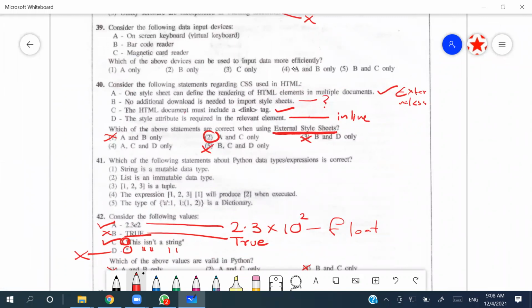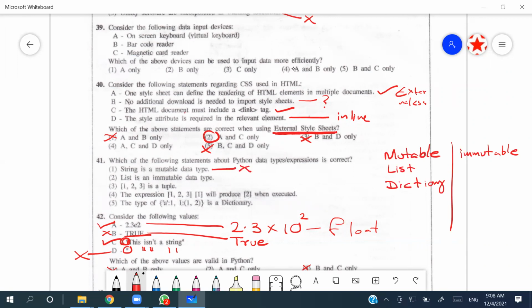String is a mutable data type. Now, when it comes to mutable and immutable, there are only two mutable data types, which are the list and the dictionary. Right? All other data types are immutable. So, string is a mutable data type? No, it is wrong. It is an immutable one.